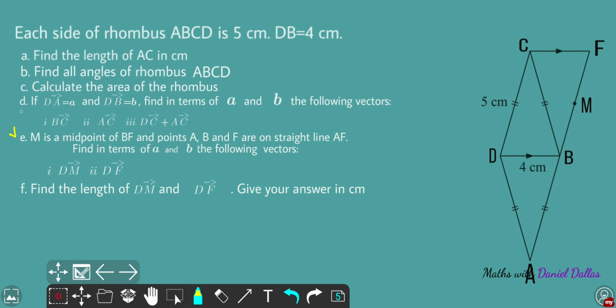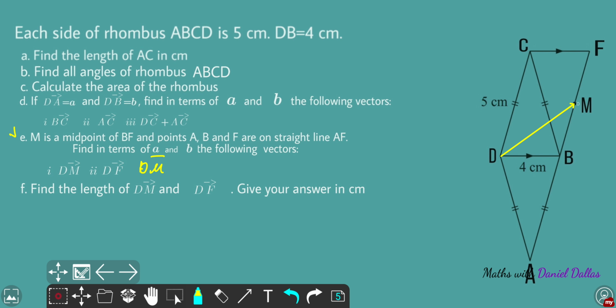In question E, M is the midpoint, so it's right there. So we need to find DM. Let's find vector DM, okay? From there to there. But first let's figure out DM, in terms of A and B. To find DM, we simply need to consider triangles again.